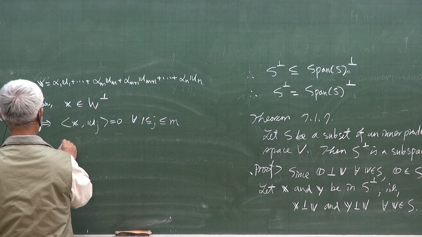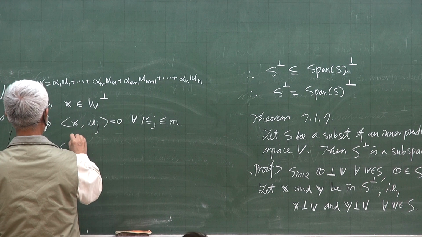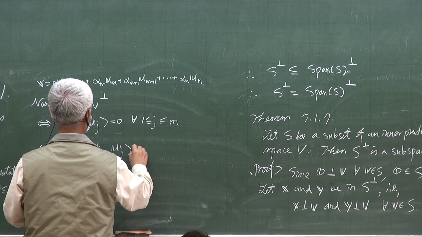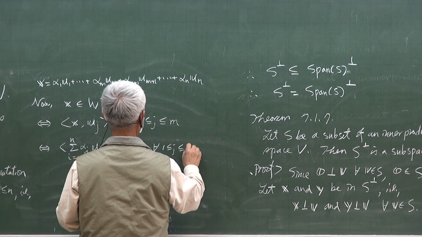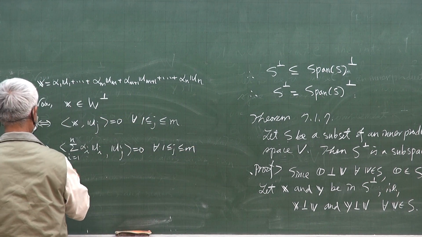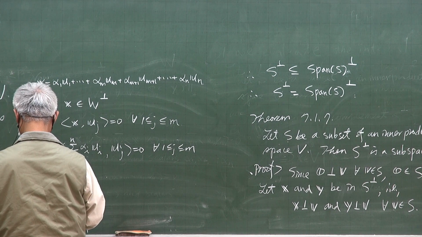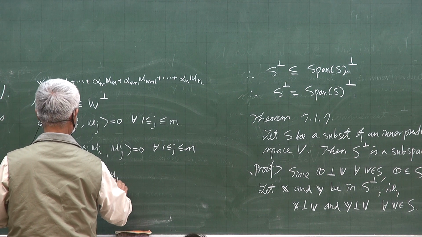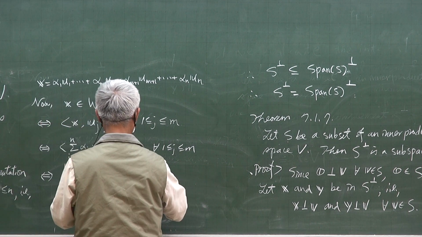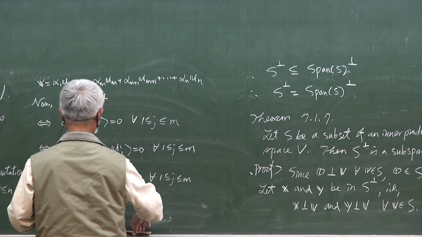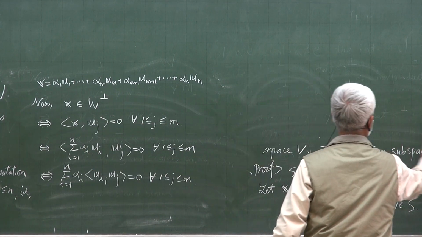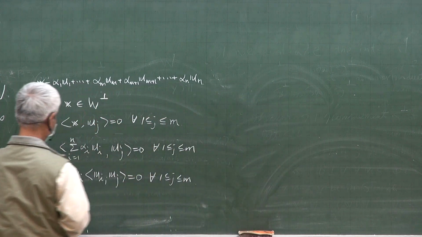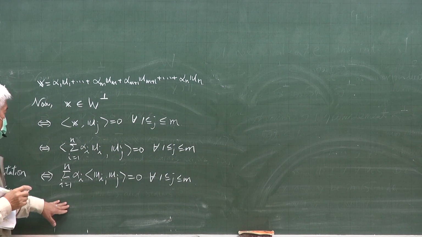Alright, so this is saying that the summation of i from 1 to n of alpha i, ui, uj equals 0 for all 1 up to j up to m. So we have to solve for the coefficients alpha i's, which satisfy m linear equations.